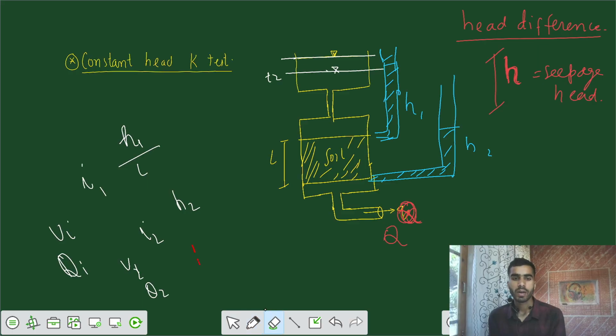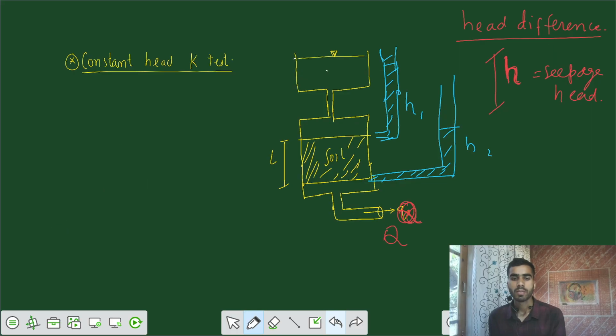But we want to ensure that we get a single value of K, so we have to maintain the constant head. For that we have to supply some water from the top. There should be some assembly such that the water level is maintained from the top. So, constant head is maintained by some supply of water.